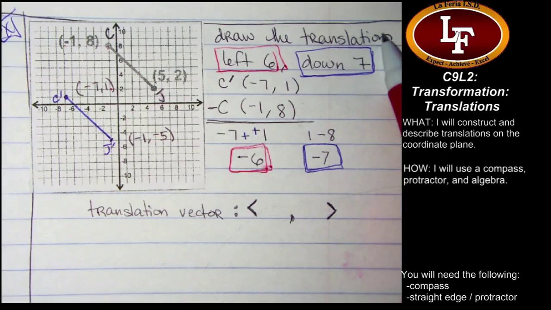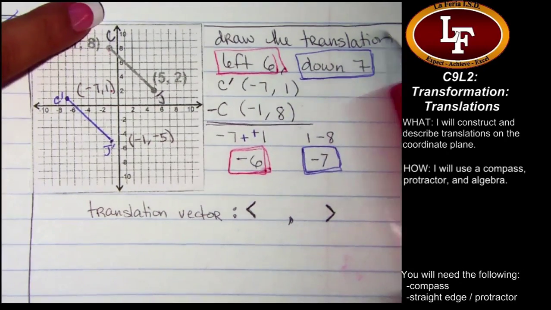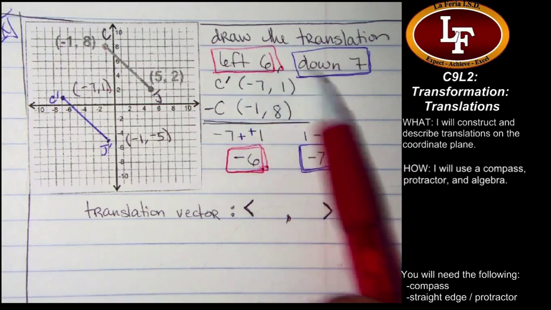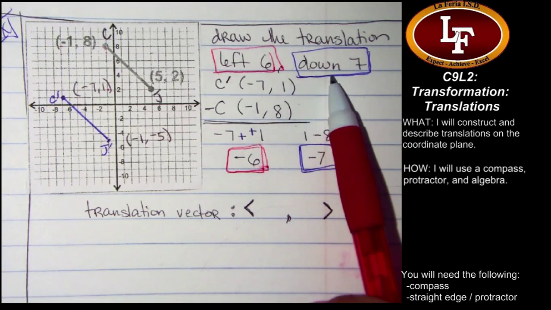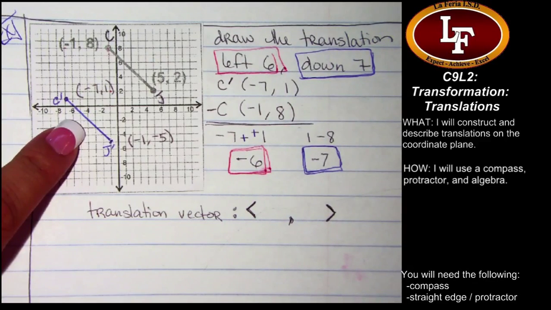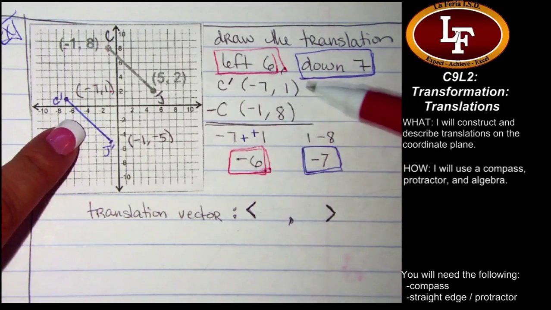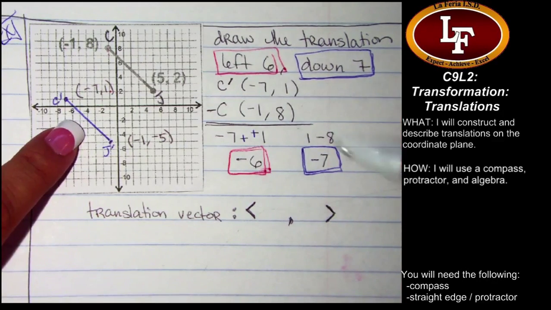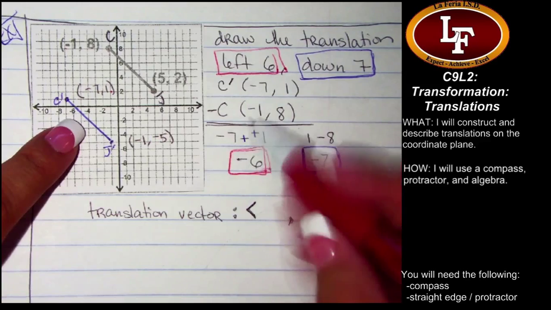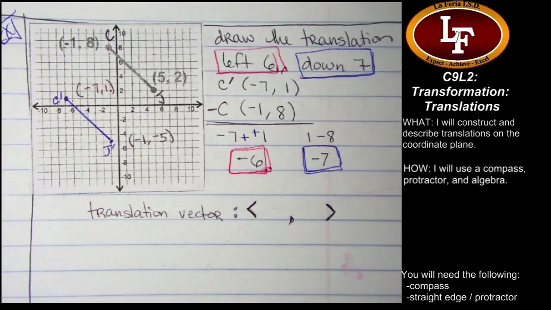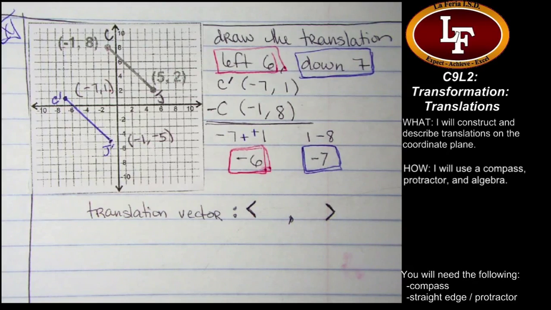So we had to draw this translation of this line, CJ, and we had to move it 6 units to the left and 7 units down. And when we did that, we ended up with this segment right here. We looked at the endpoints, the coordinates of C, and we found the difference between them, and we got this one here, -6, and this one here, -7. And so the question is, how do we turn this into a translation vector?